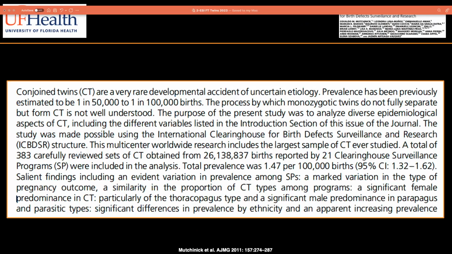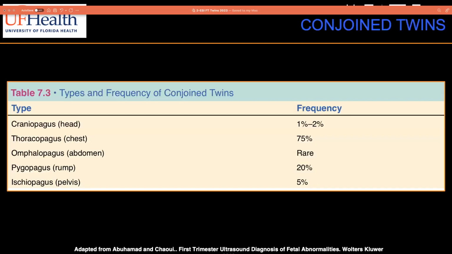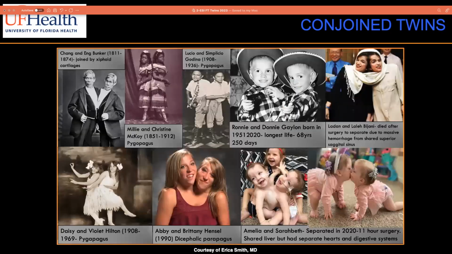And conjoined twins occur roughly in 1 in 100,000 births, many different types. The most common is the thoracopagus joined at the chest that occurs in about 75%. There have been many conjoined twins that have survived. If you look, some of the earliest twins that have been reported on are the Bunker twins, and there have been many others over the years, conjoined at different sites and of different types, and some of them have had very long and fulfilling lives.